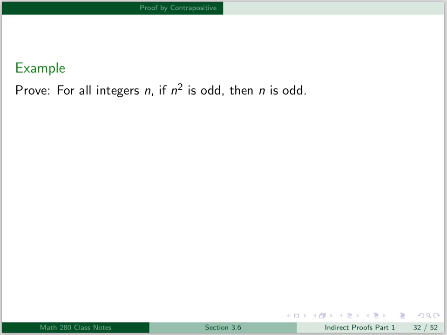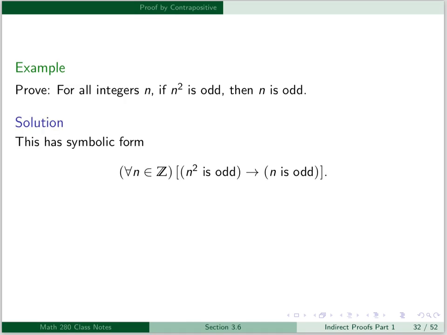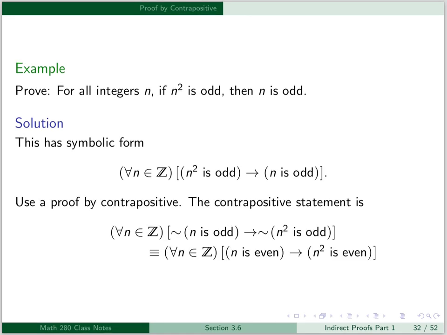So we'll start over again with our example, and this time we'll remove our restriction that n is a positive integer. So we want to prove for all integers n, if n squared is odd, then n is odd. So our symbolic form is, for all n in Z, n squared is odd implies n is odd. We're going to use a proof by contrapositive, as I already mentioned. So we start by writing the contrapositive statement, which is going to be for all n in Z, not n is odd implies not n squared is odd. And this is equivalent to, for all n in Z, n is even implies n squared is even.